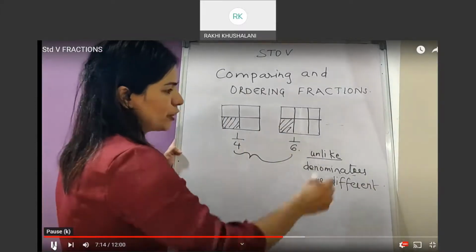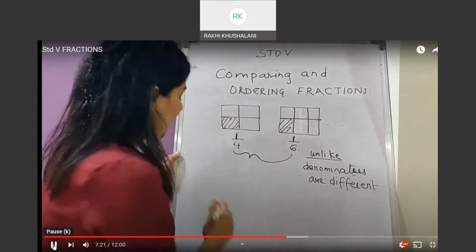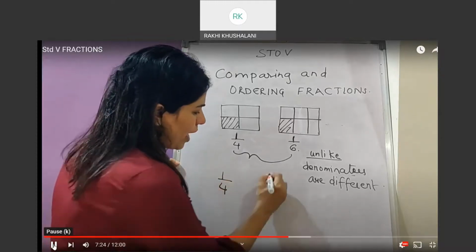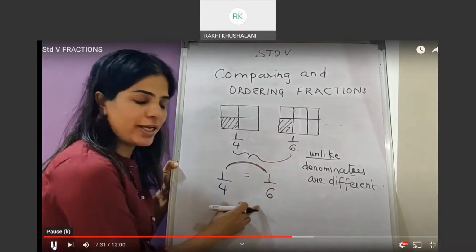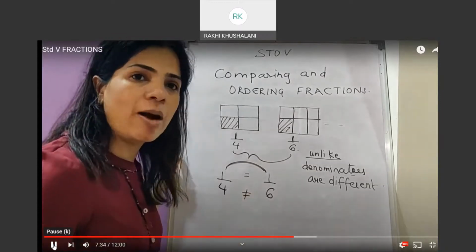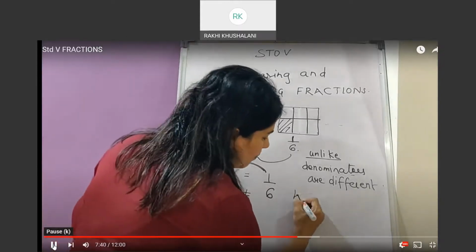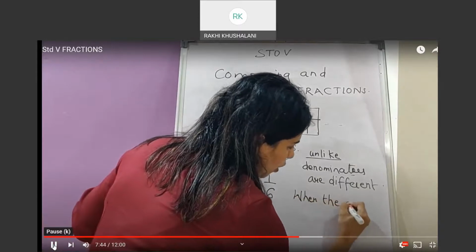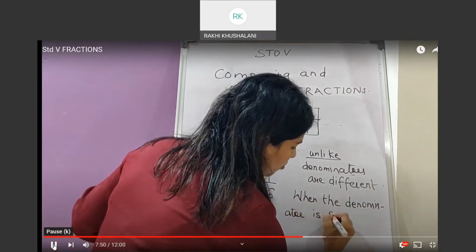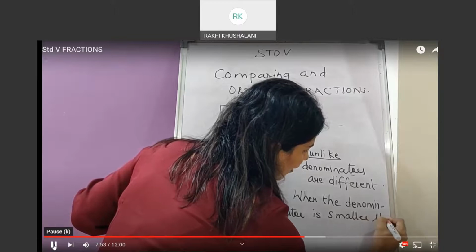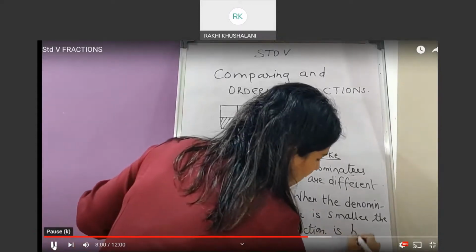Now when this kind of situation arises, if you look, the numerators are common between the two. That is, the numerators are the same: 1/4 and 1/6. We compare the denominators. The numerators are equal, but the denominators are not equal. So how do we do the comparison? When the denominator is smaller, the fraction is bigger. Pause my video and write this down: when the denominator is smaller, the fraction is bigger.